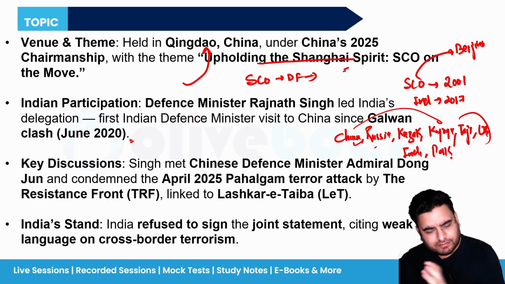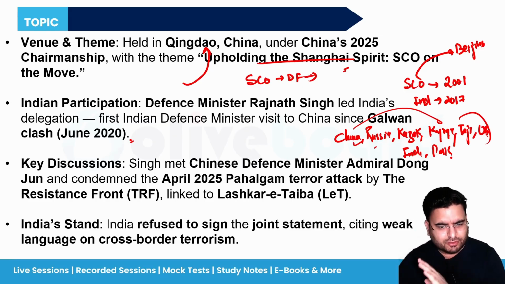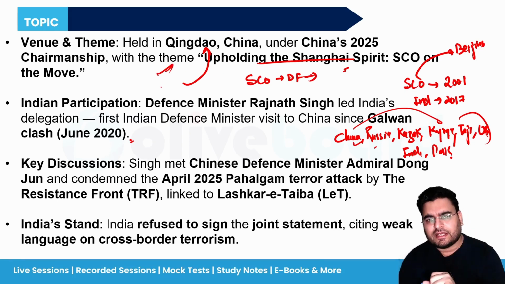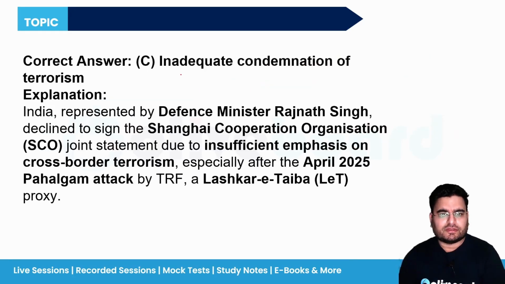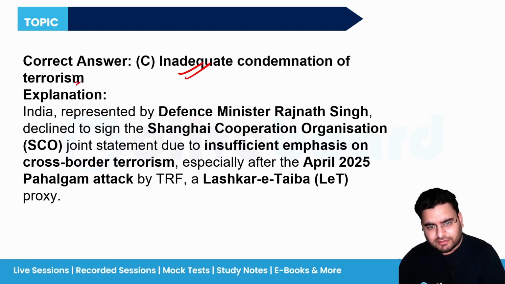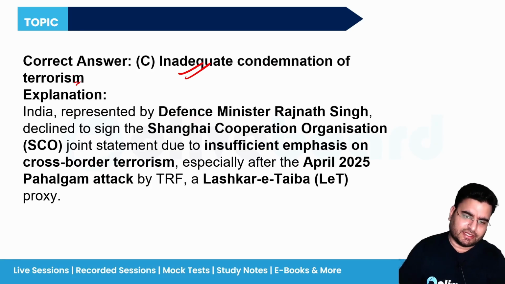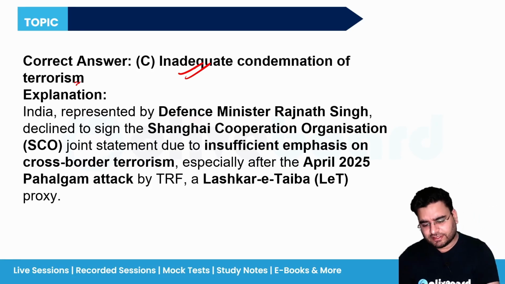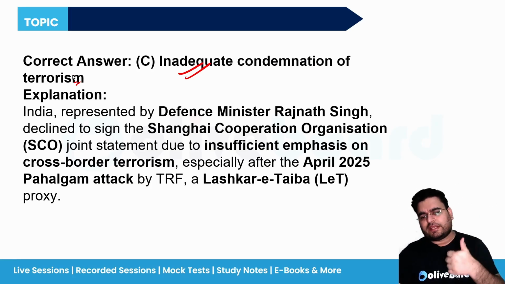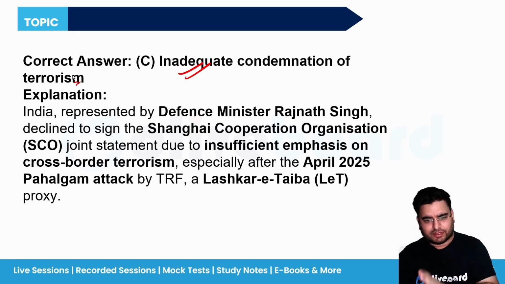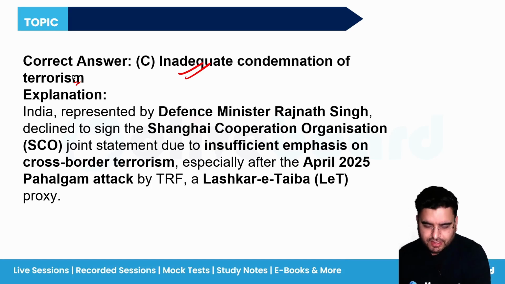Okay, that is more of a political thing, and we are not going into that. But remember where this event happened, what the theme was, and who the members are, and other static facts. We are not going into the political discussion here. Clear? Because of the inadequate condemnation of terrorism, the defense minister did not sign the joint declaration at SCO. So what you have to remember: the name of the event, the venue, and some static facts, like who the members of SCO are.